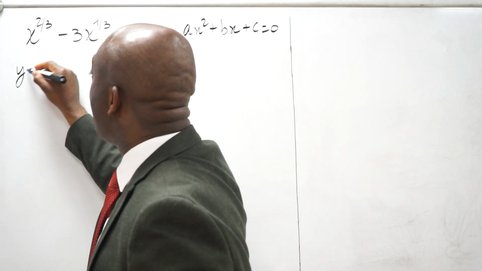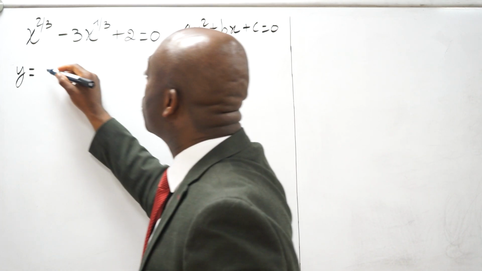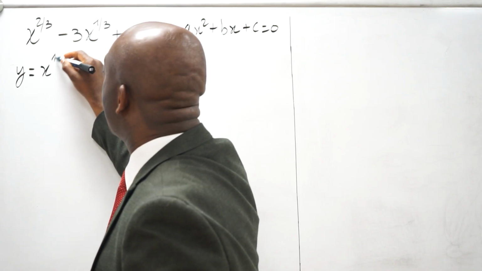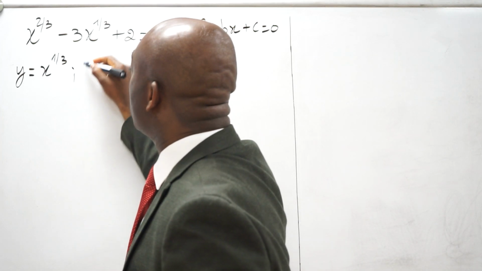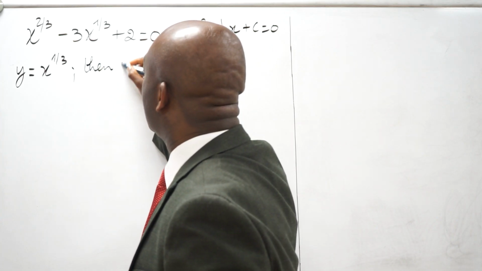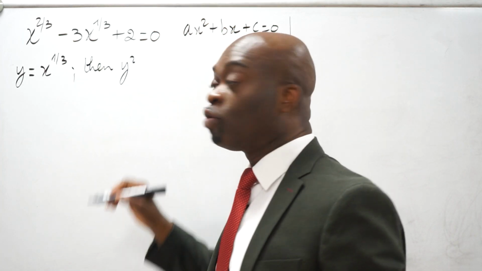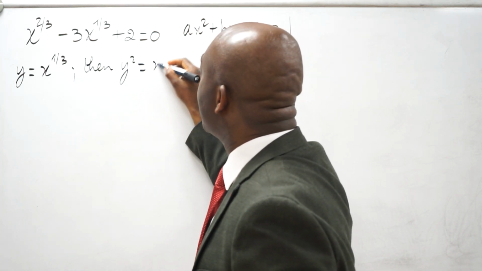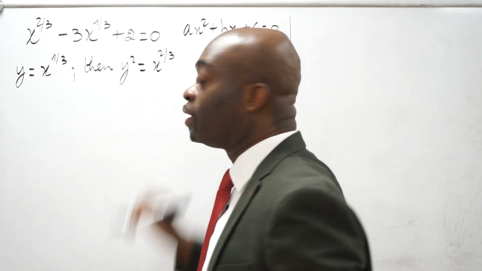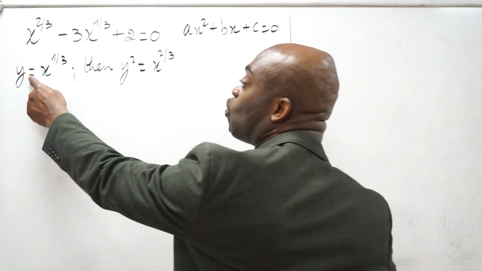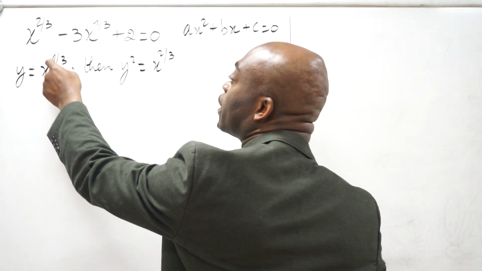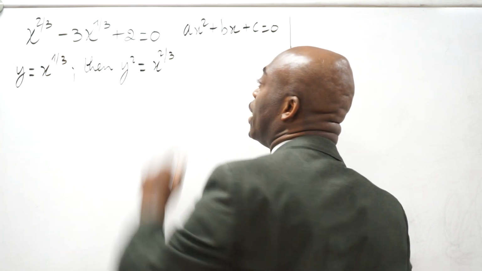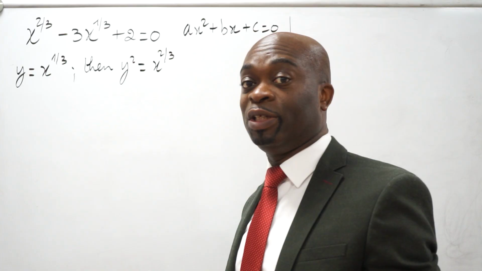Meaning what? Let y be equal to x to the power 1/3. If so, then y to the second power would be equal to x to the power 2/3, because when this one is y to the power 1, this one is y to the power 2. So if you take 1/3 times 2, you end up getting 2/3. That's how we do that, okay?